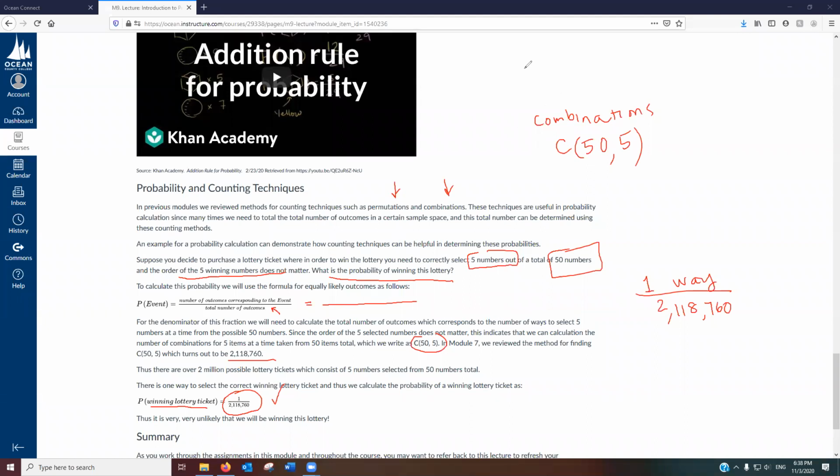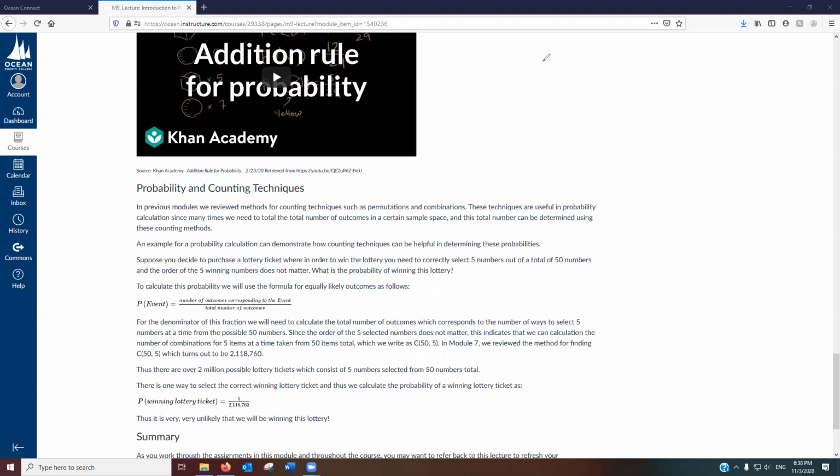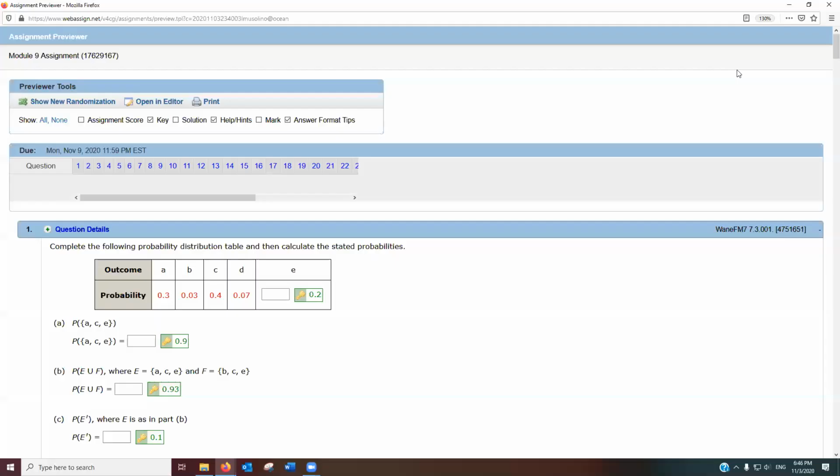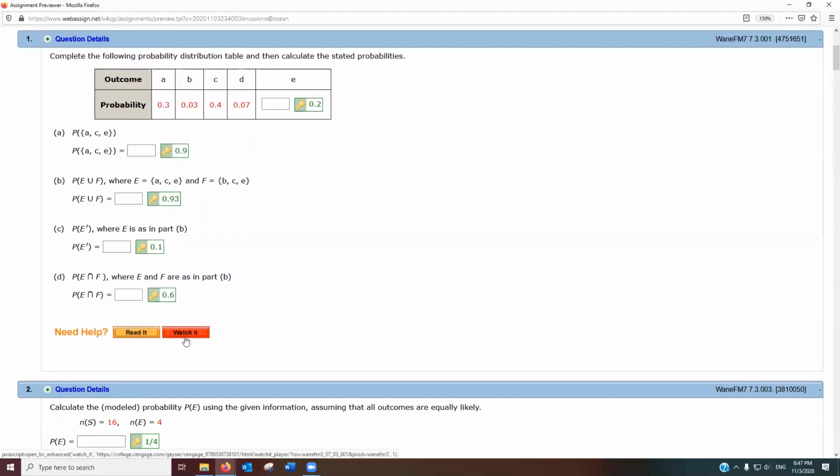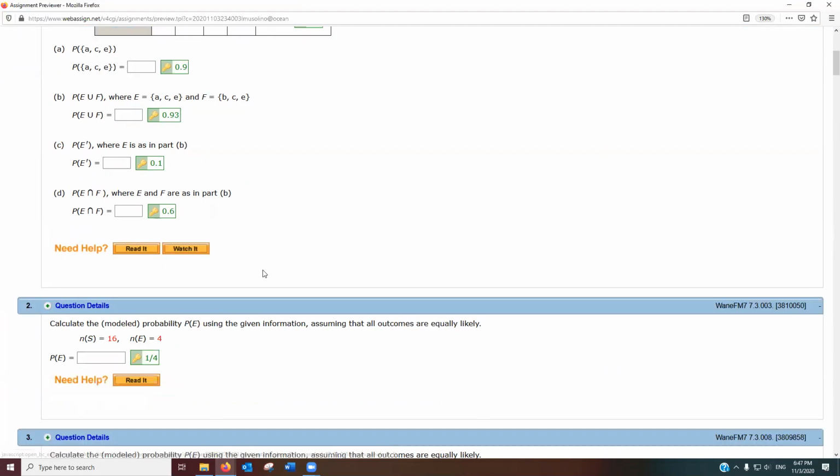All right, so why don't we go and do a few WebAssign examples to work through some of these formulas. Hold on, let me bring up WebAssign. Hey folks, I have the Module 9 homework here. So let's work through a few examples here. And I want to focus on those examples that don't have a watch it, because remember, this watch it button brings up a short video which explains how to work through a problem. So I'm going to let you make use of that resource. I'm going to focus on some of the others.